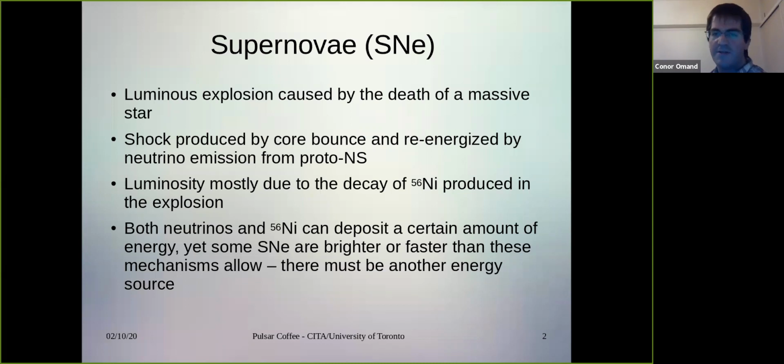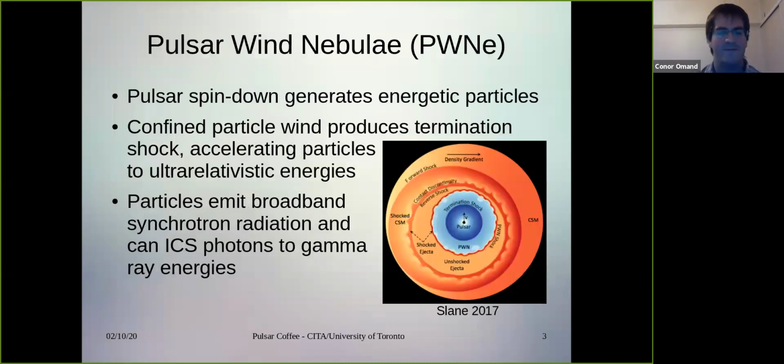They can deposit a certain amount of energy, but observationally we see supernovae that are much more energetic than these methods should be able to allow. So there must be some other kind of energy source. And so this is where the pulsar-driven aspect comes in. I just want to quickly say what a pulsar wind nebula is.